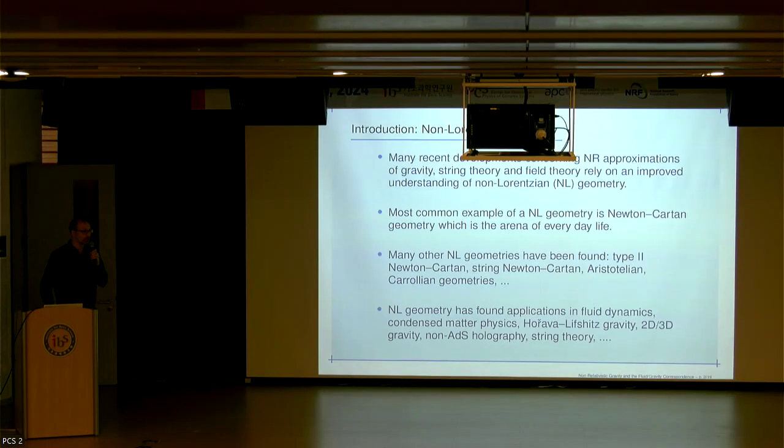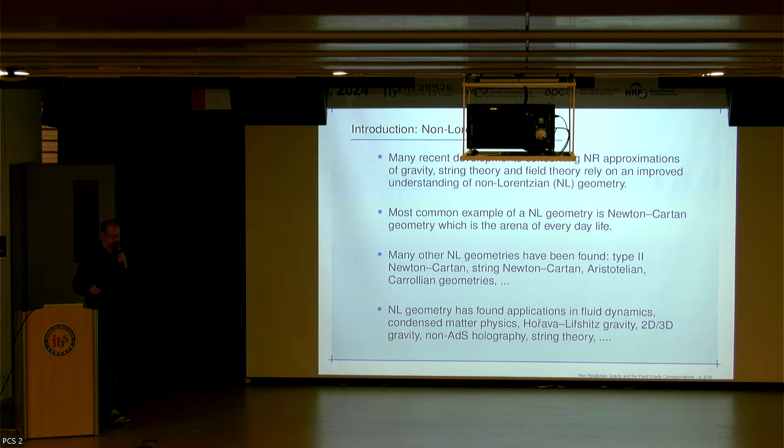Perhaps the most common and oldest example of a non-Lorentzian geometry, which has been around for more than 100 years, is Newton-Cartan geometry. When Cartan was studying Einstein's theory in the 1920s, he realized that you can also geometrize Newtonian gravity and write that in a covariant language. In order to do that, you need to use something called Newton-Cartan geometry, and we'll see in some detail exactly what that is like. But there are many other non-Lorentzian geometries.